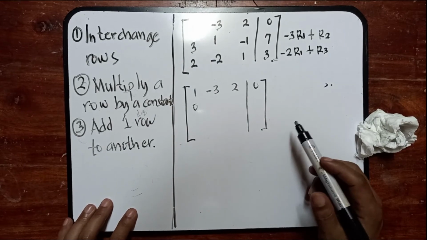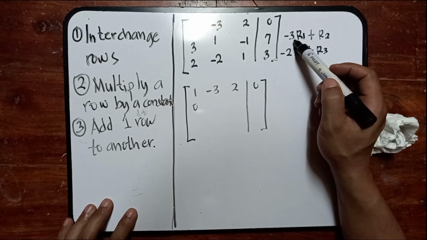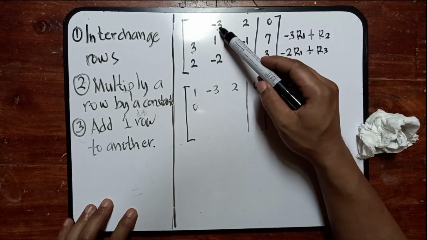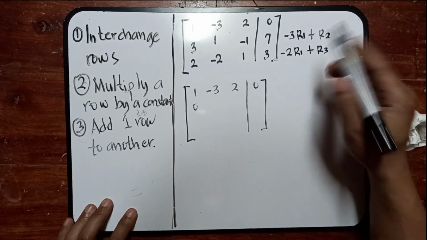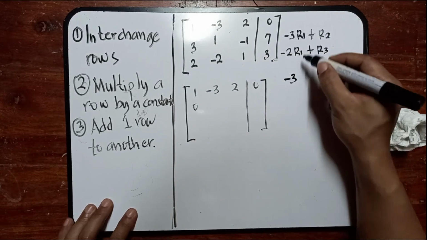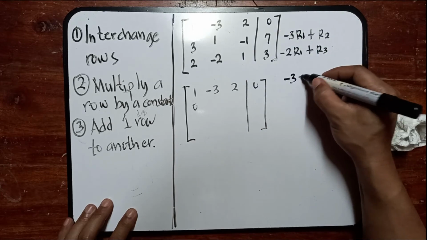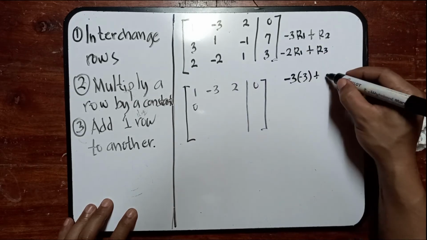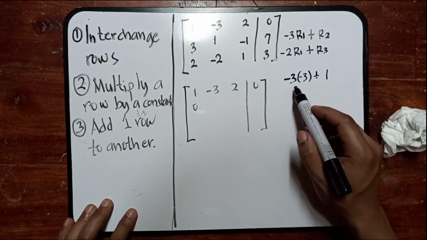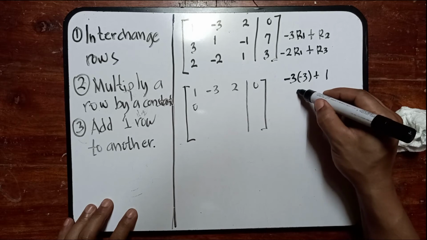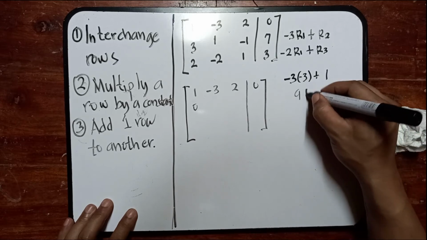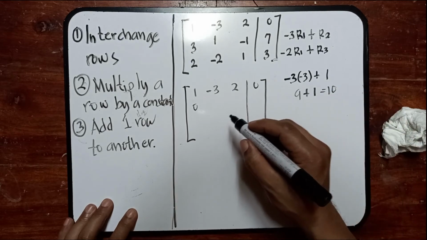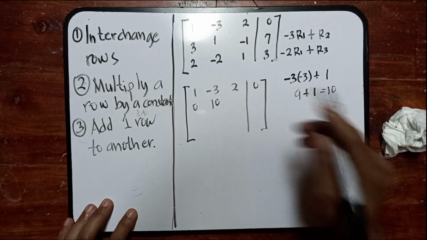Okay, so let's continue. This time, negative 3 times R1, we are already on the second column. So let's write here negative 3 times R1, that is negative 3, plus R2, we have 1. So negative 3 times negative 3, this becomes positive 9, plus 1. So this becomes 10. So we have to write here 10.